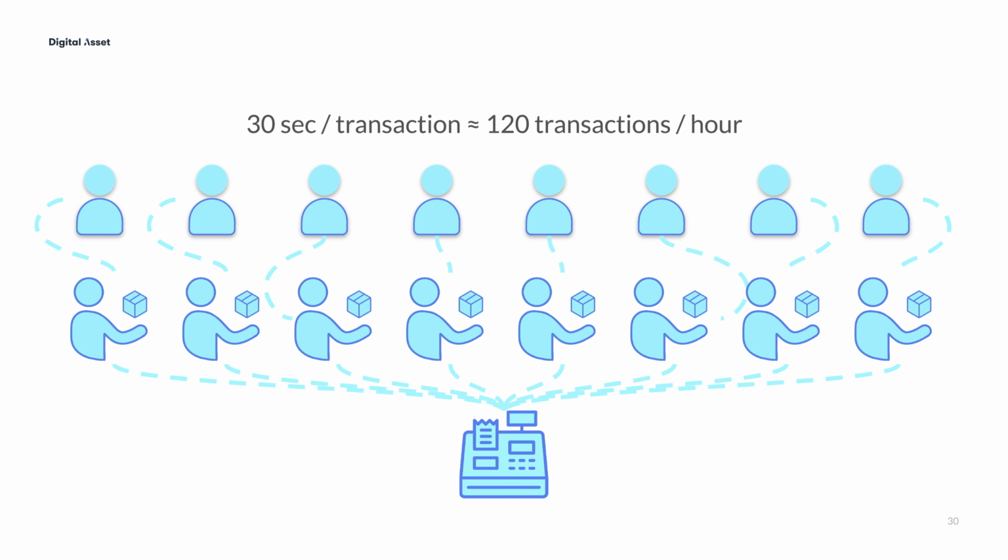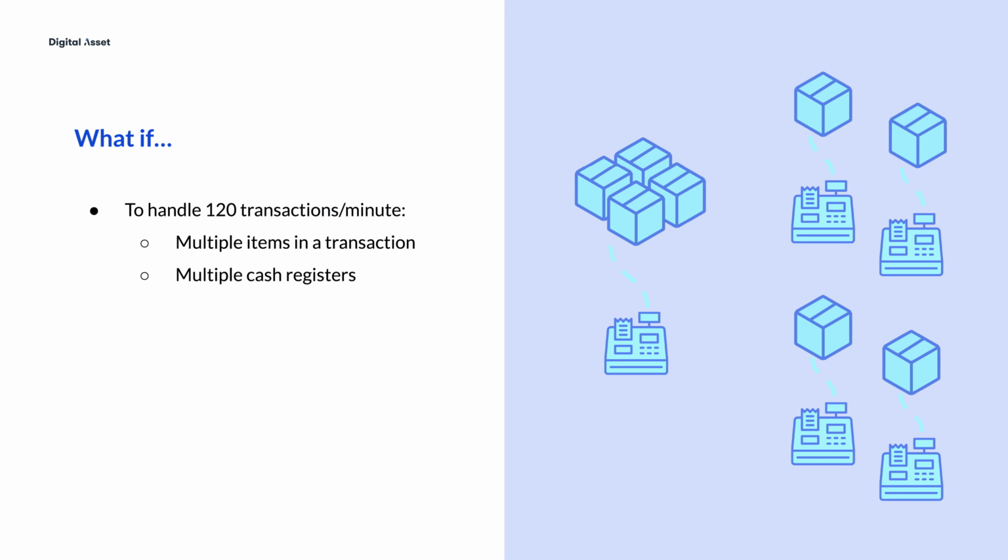If it takes 30 seconds to process a transaction through the register, that sets a hard limit of 120 transactions per hour. But the system will be unworkable long before we reach that limit. Instead of per hour, let's assume that we want to handle 120 transactions per minute. How might we achieve this? This is where the 2 approaches we mentioned at the outset come in. Allow multiple items to be sold in a single transaction and allow multiple cash registers to operate simultaneously.